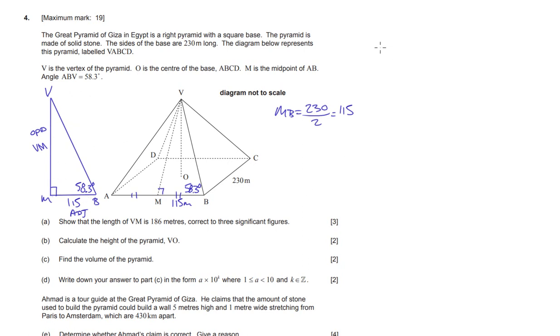Okay, so opposite and adjacent with good old SOHCAHTOA is going to be tangent. So on this one here, we're going to do tangent of the angle, 58.3, equals opposite, which in this case is VM, over adjacent, which is 115. All right, so we're trying to get VM by itself. So we are going to multiply both sides by 115 to get rid of the 115 there. That's 115 times tangent 58.3.